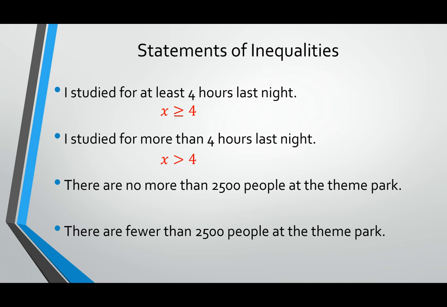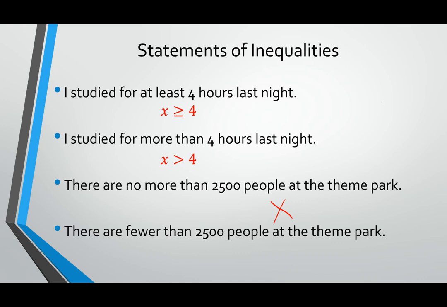Okay, the third one. There are no more than 2,500 people at the theme park. So the number of people at the theme park is going to be X here, and there's no more than 2,500. That means the number of people at the park is 2,500 people or fewer.